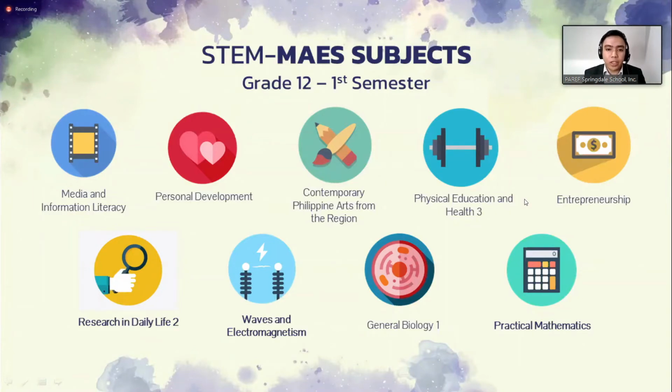But in the major subjects that we highly custom fit, we have research in daily life, a continuation to the research projects or research subjects. And then we have waves and electromagnetism, which is a specialized physics subject. Then since it's MAES, we didn't really specialize the biology, so we have general biology. And then we have practical mathematics. So we added one more subject to grade 12. We added one more math subject so that they would be more prepared in terms of their math background.